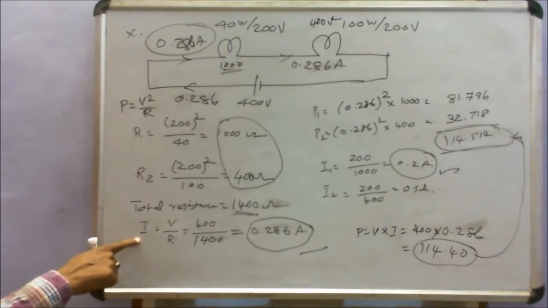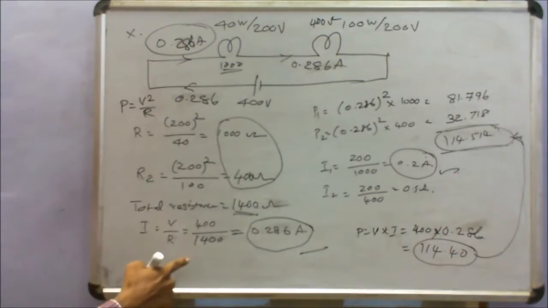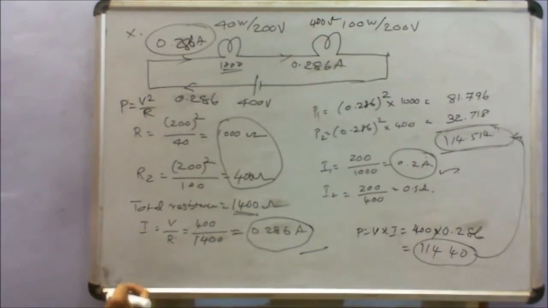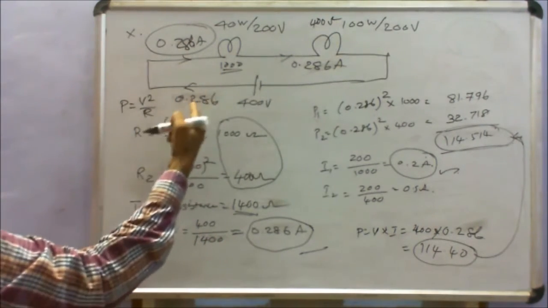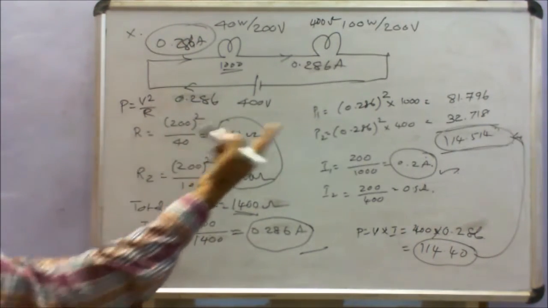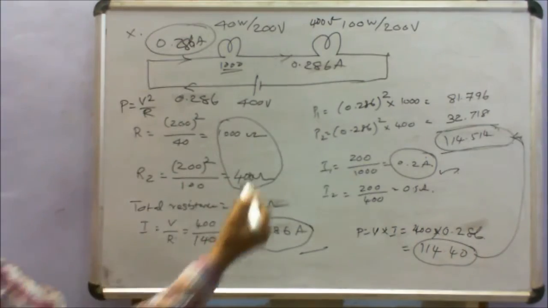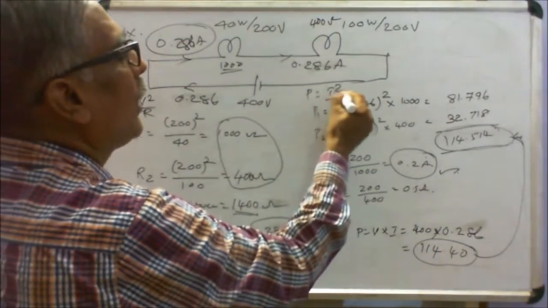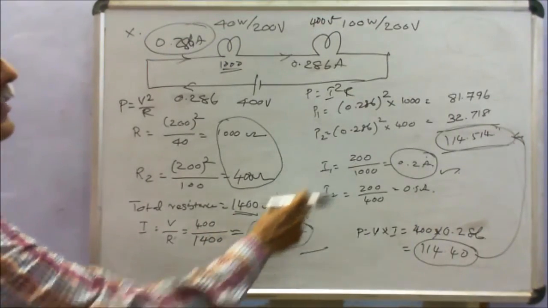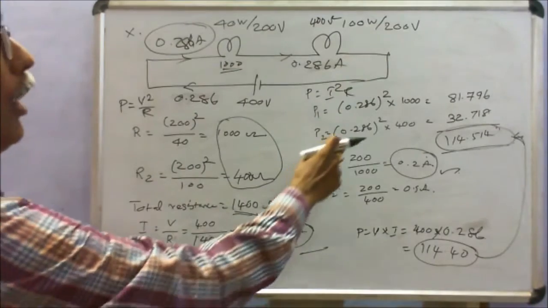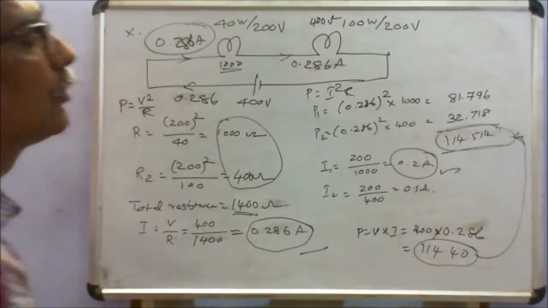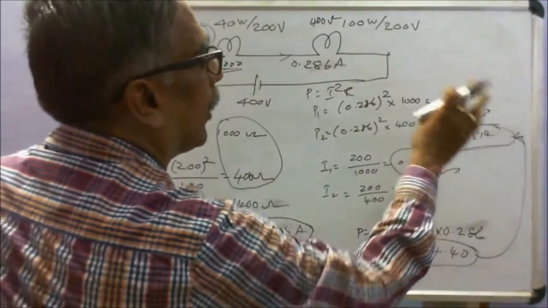Now I can compute current I is equal to V by R. The supply voltage is 400, resistance is 1400. The current is 0.286. So the two bulbs carry the same current, 0.286. Next, what is the power dissipation of each lamp? The formula is P is equal to I square into R. We know that the current is 0.286, the whole square into 1000, and 0.286 the whole square into 400. So the total is 114 point something.